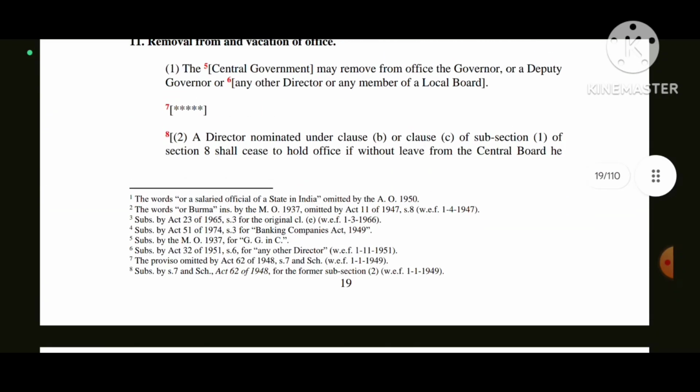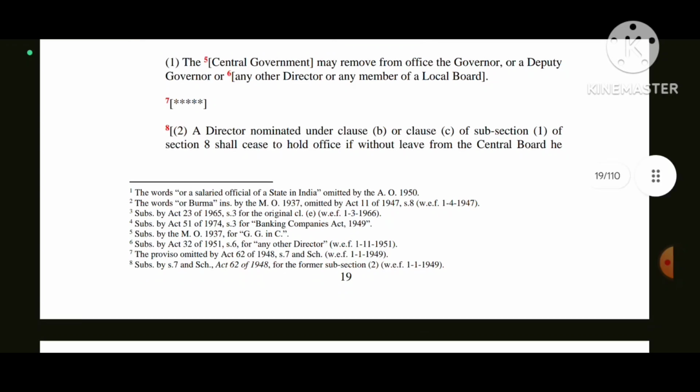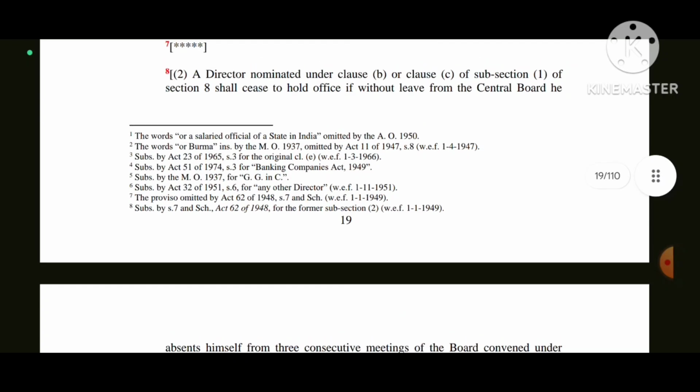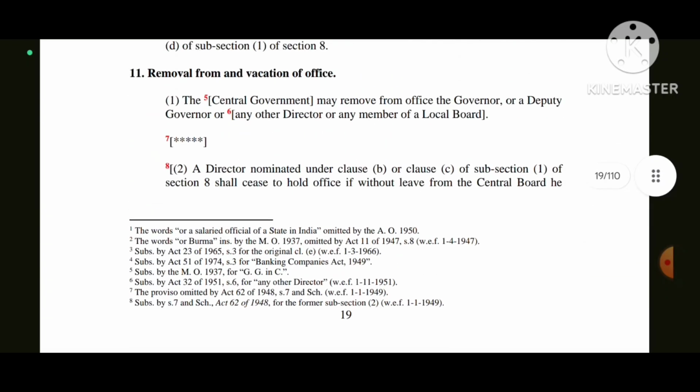So the director nominated under clause B or clause C. In clause B, the 4 directors from the local boards were nominated, and in clause C, the 10 directors were nominated by the central government. So they have to leave if they fail to attend 3 consecutive meetings, then they have to cease to hold office. They have to give their resignation.